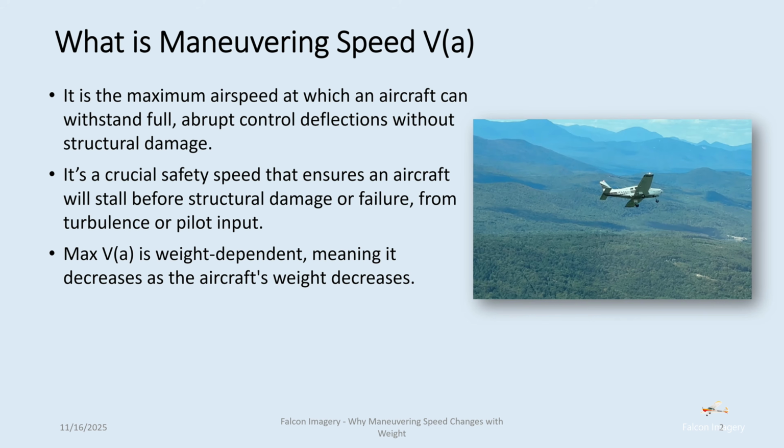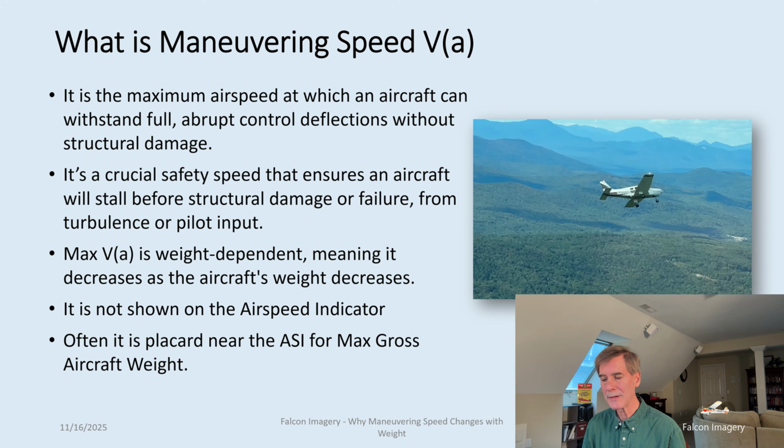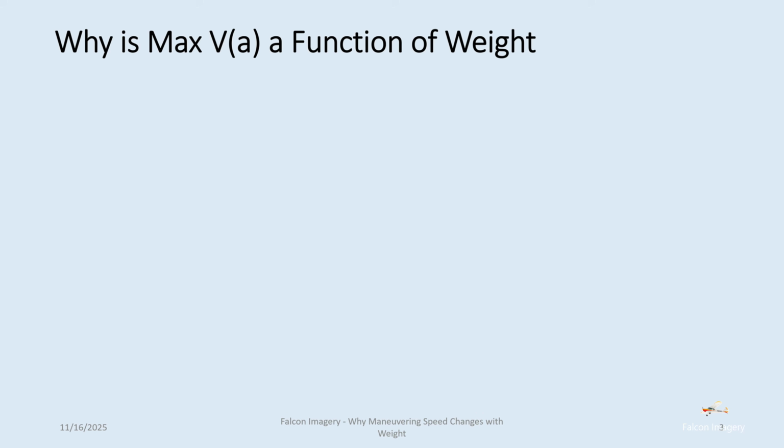Max VA is weight dependent, meaning it decreases as the aircraft's weight decreases. It is not shown on the airspeed indicator. However, it is often placarded near the airspeed indicator for maximum gross weight only. You need to go to the POH to know what the limits are for lighter weights other than the max gross weight. So why is max VA a function of weight?